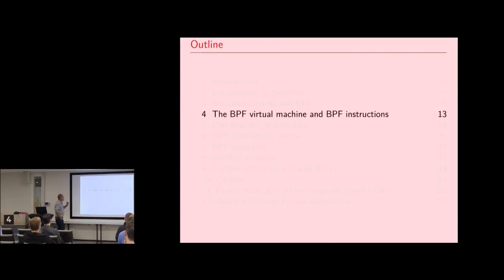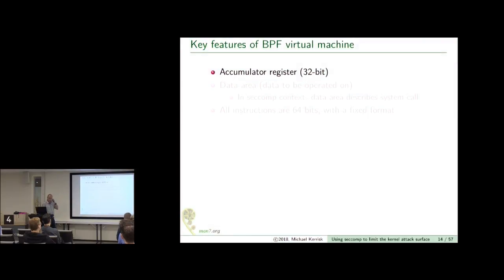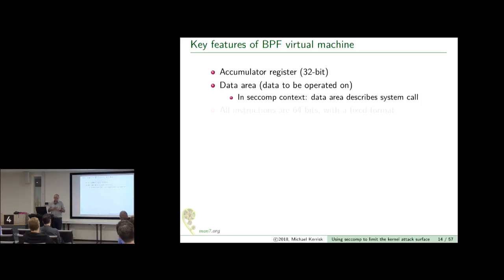Okay, so we've got this notion then of the virtual machine. It's got some instructions. This virtual machine has a few characteristics. It's got an accumulator register where you do operations with various virtual machine instructions. It's a 32-bit accumulator. There's a data area. The data area is information that can be used by the BPF program. Back in TCP dump days, or when we were using TCP dump, the data area is actually the network packet header. When it comes to system calls, the data area is information about the system call. That is to say, things like the system call number and the system call arguments.